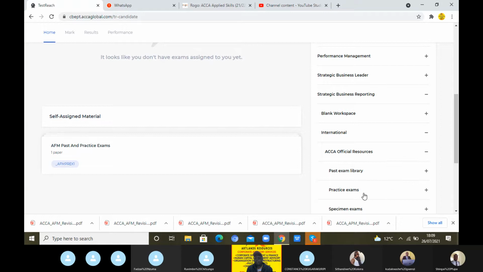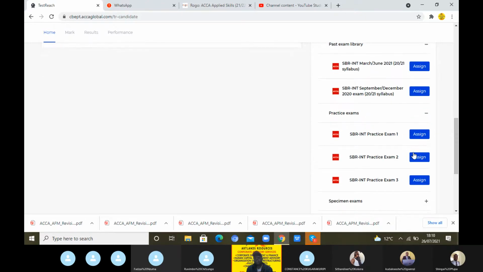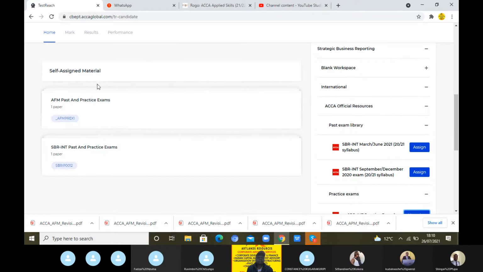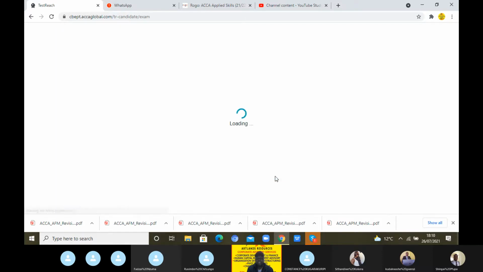So there you go. These are the ACCA resources we have. There is the past exam library. There are past exams, so let me see what we have got. This is the syllabus here. So they wanted to say syllabus, not past exams. I mean, then practice exams. So here are the practice exams. You can see they populated 3 practice exams. If I open one here, it comes to the left tab. If I open it, it then comes under self-assigned material. This is what you'll be doing as a student. So you can equally open it for yourself. It's now saying start.